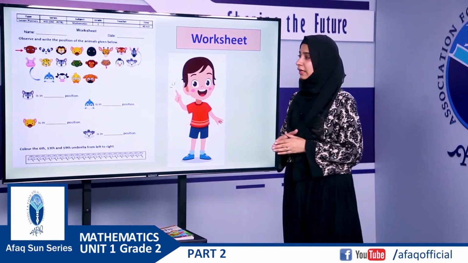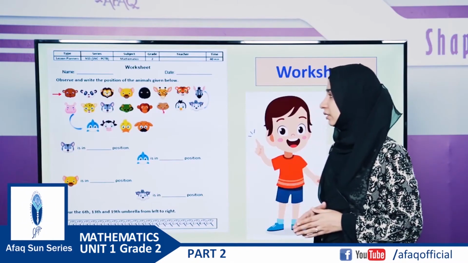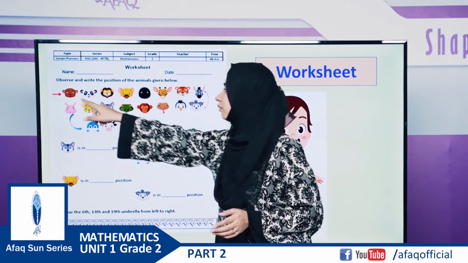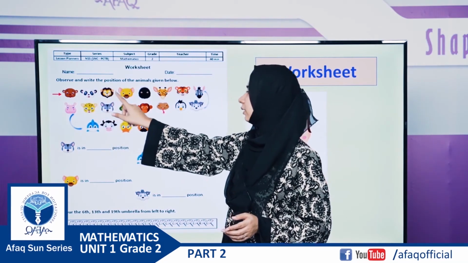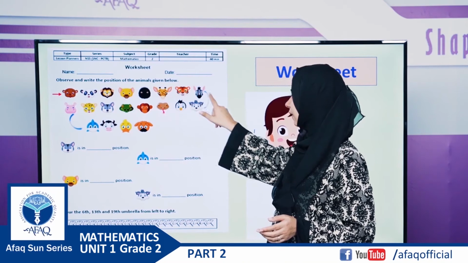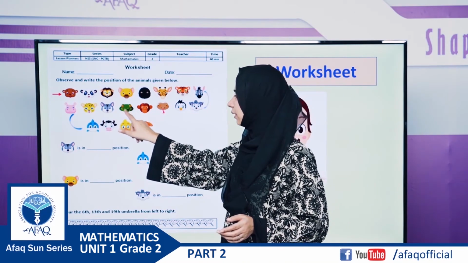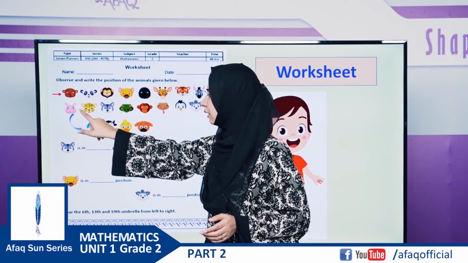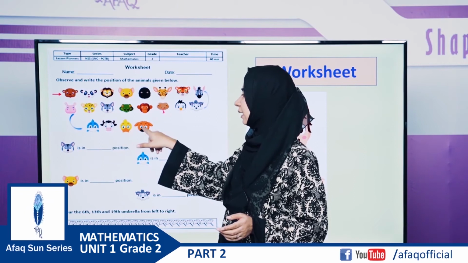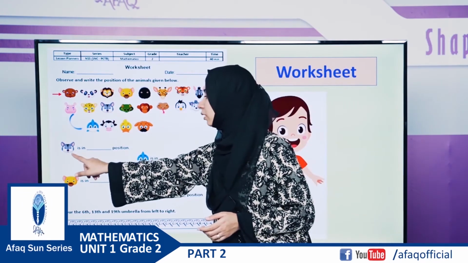What you need to do is that you need to count these animals and find their positions. You need to start counting from here. It is like you're going to count it like 1st, 2nd, 3rd, 4th, 5th, 6th, 7th, 8th, and then go down 9th, 10th, 11th, 12th, 13th, 14th, 15th, 16th, and then go down from here 17th, 18th, 19th, and 20th.